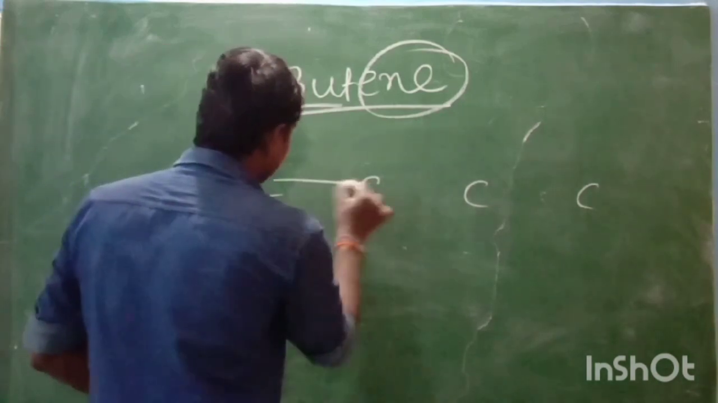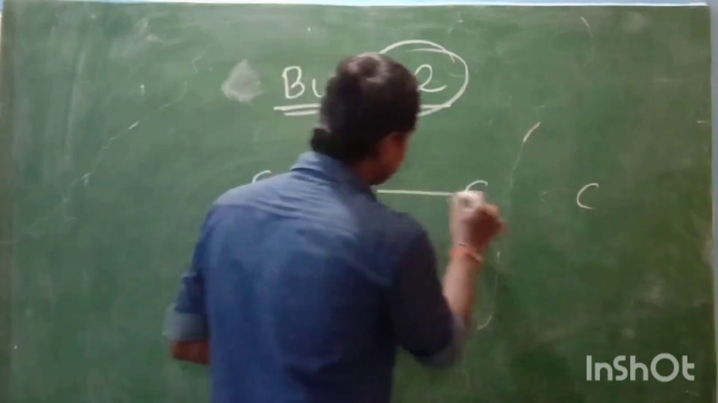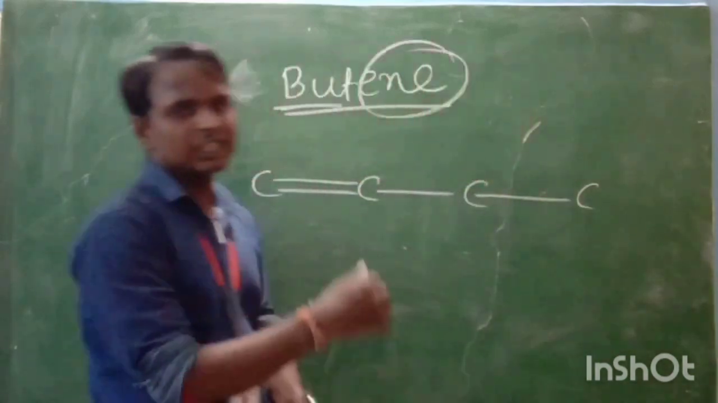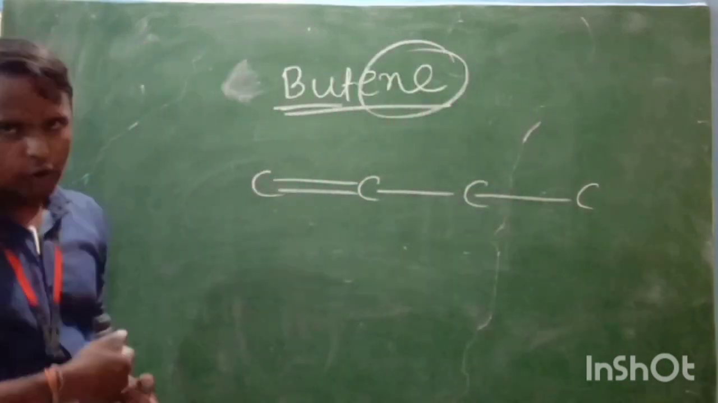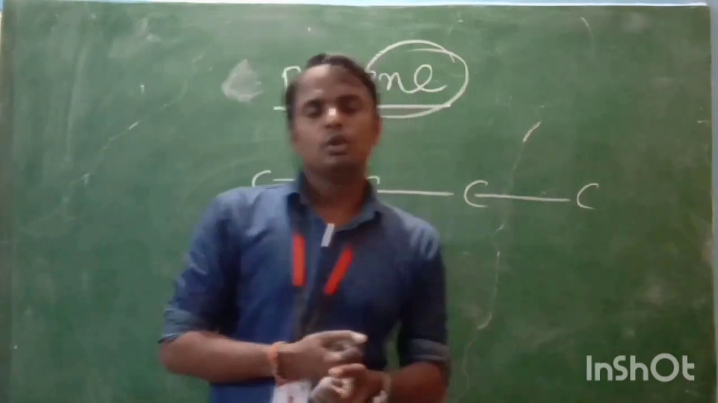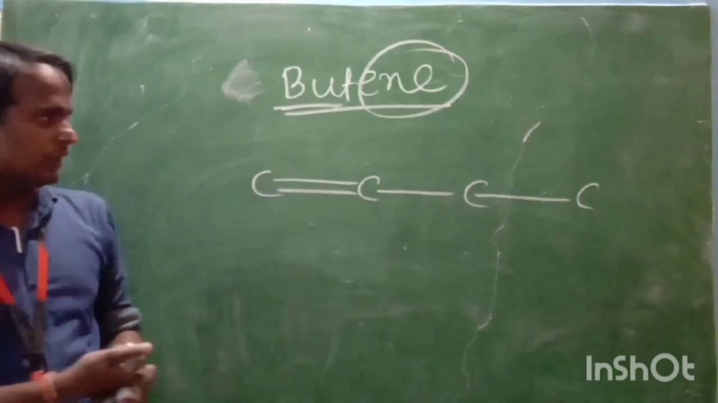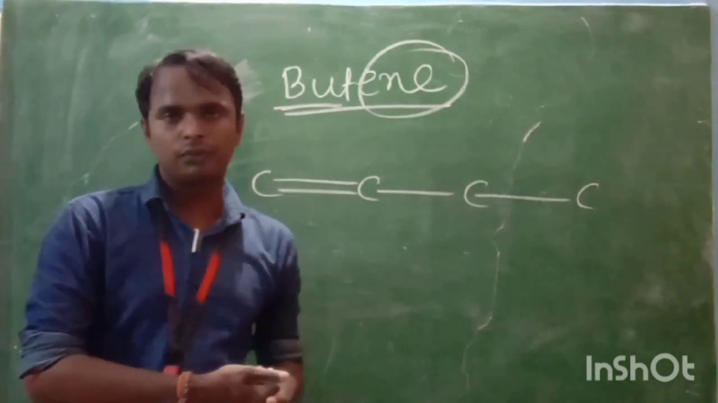So we write the double bond in the first position, and the other carbons must be single bonds. Next, we fill the valency. We know that the valency of carbon is 4.